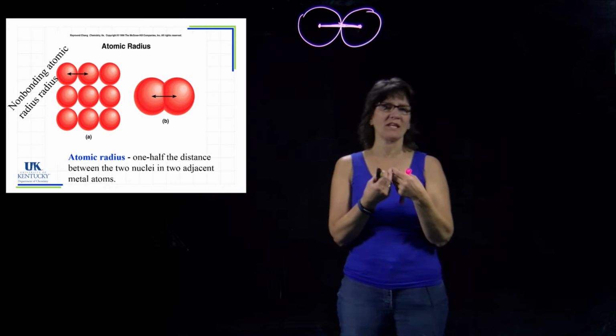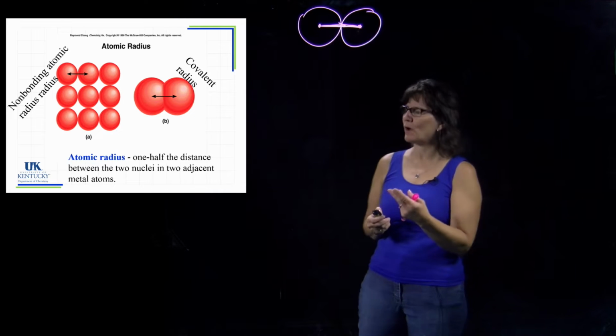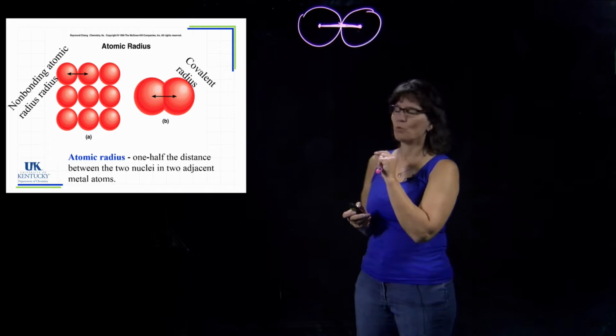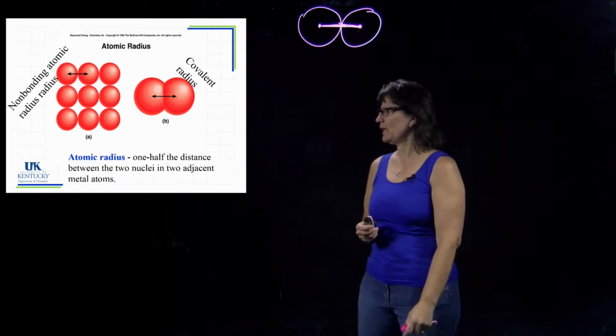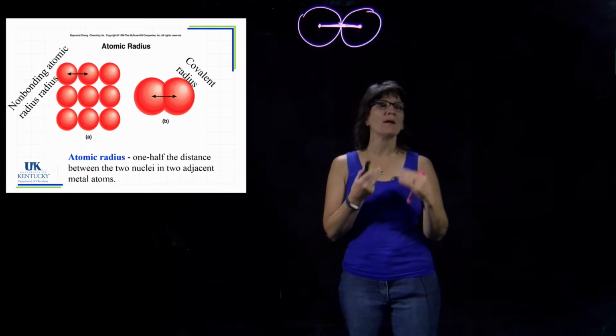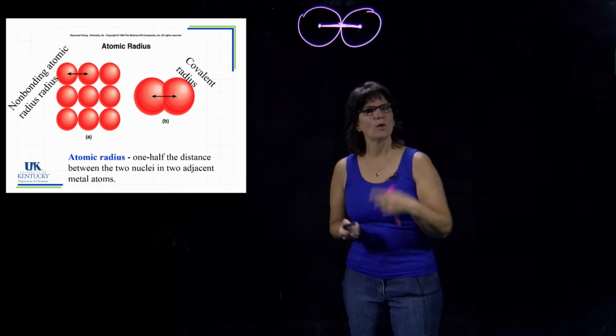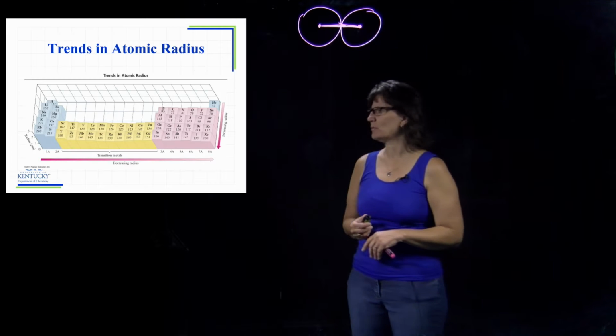Now, if we have the actual chemical bond, which is what we have represented on the right, a covalent bond, then 1/2 the covalent radius from one nucleus to the other would be the atomic radius. So when we talk about the size of atoms or the size of ions, you just need to be aware that that is how they are making those measurements.